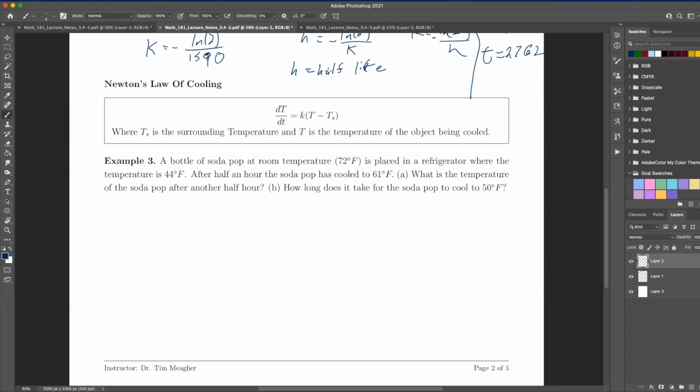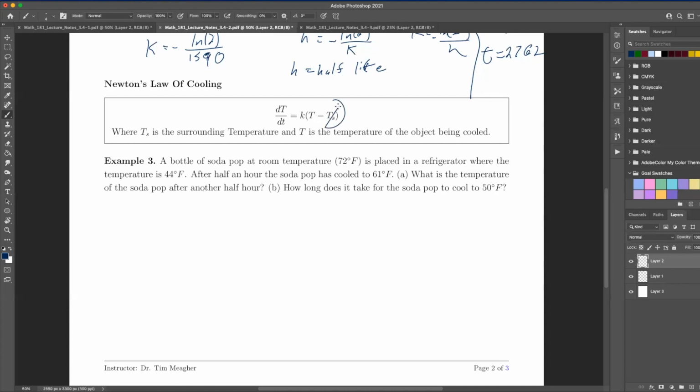when I learned this, it was the surrounding minus the object. That way, if the object was hotter, you'd have a negative K, and you would notice that the temperature would leave. But here we're going to get a negative K when you solve for these ones, which is fine. And that means the object's going to go in the other direction. It's fine. It doesn't matter.